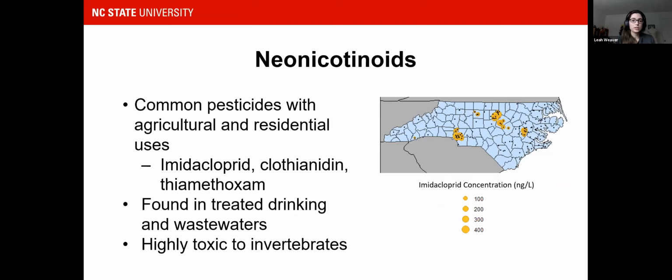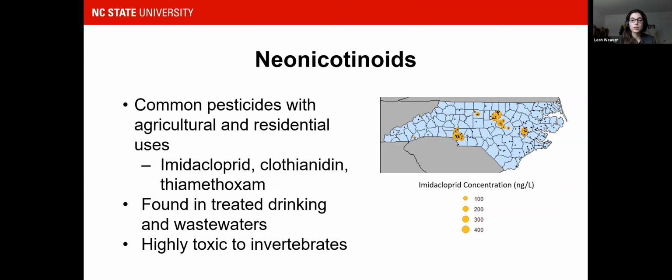Now, neonicotinoids are a group of pesticides. The three we're interested in are imidacloprid, clothianidin, and thiamethoxam. These three make up about 25% of pesticides used globally. So they're very widely used around the world, in the United States, and here in North Carolina. Part of that is because they have both agricultural and residential uses.